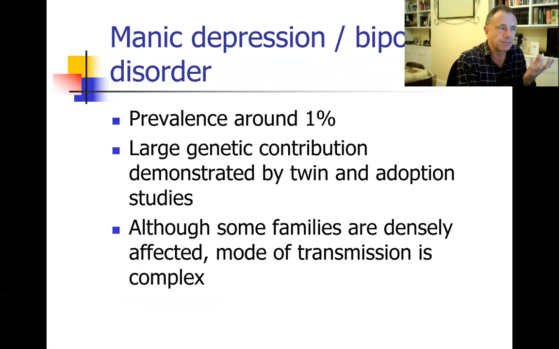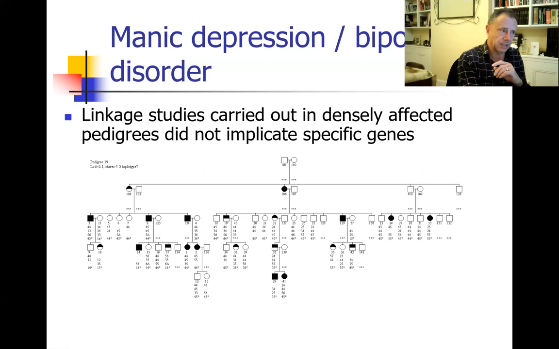So the first one, manic depression, or bipolar disorder, was always recognized to be a strongly genetic condition with a big genetic contribution to its etiology. It was demonstrated formally by twin studies and by adoption studies, and you can see families in which there's quite a dense pattern of affection.